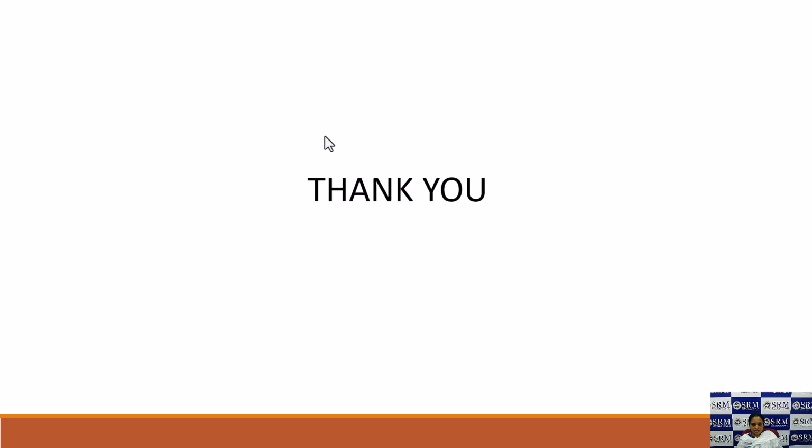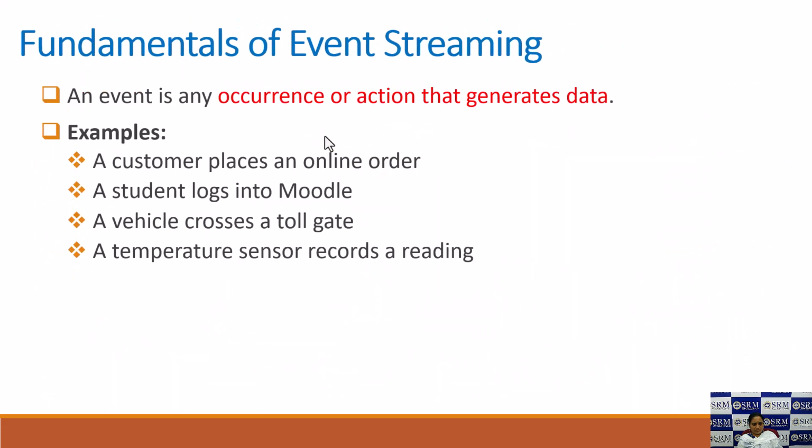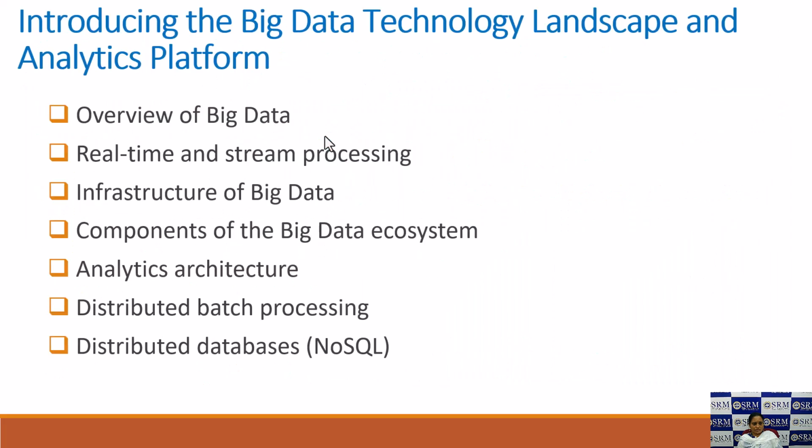Thank you. I have covered all the components which are necessary for big data. To give you a nutshell, we have talked about the overview of big data, real-time and stream processing, infrastructure of big data, components of the big data ecosystem, analytics architecture, distributed batch processing, and distributed databases with NoSQL. So thank you, the Unit-1 video is covered with all this.